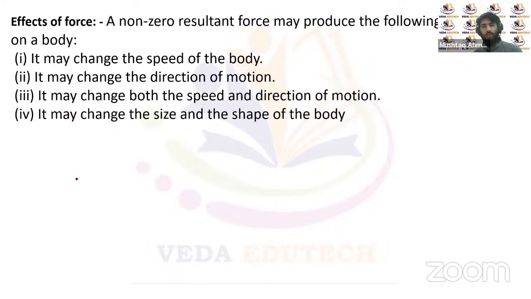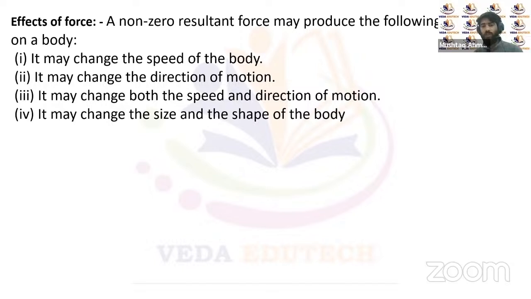Now, what does force try to do, what are the effects of the force, right? If there is a non-zero resultant force, non-zero resultant force means that the force has some magnitude, right? There is some resultant or net force acting on the body. Then this non-zero resultant force will try to affect the motion of the body. It may change the speed of the body, right? And sometimes it may not change the speed of the body. It may change the direction of the body only, right?